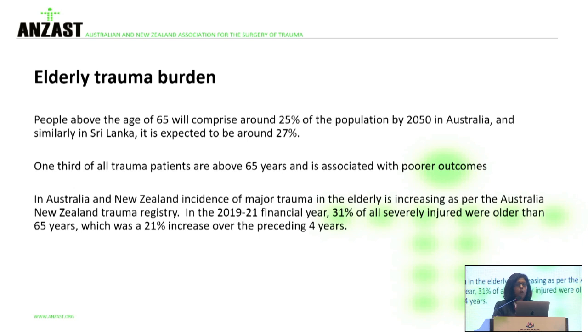So as we heard in the morning, elderly trauma burden is going to increase, and by 2050 we are looking at 25% to 30% of trauma patients presenting to hospitals being elderly. At the moment, one third of trauma presentations are elderly trauma, that is above 65 years, and we know that the outcomes are poor in this category. In the Australian-New Zealand Trauma Registry, the 2019-21 financial year showed that severely injured elderly trauma made up 31% of all trauma presentations, and there was a 21% increase in elderly trauma presentations in 4 years.